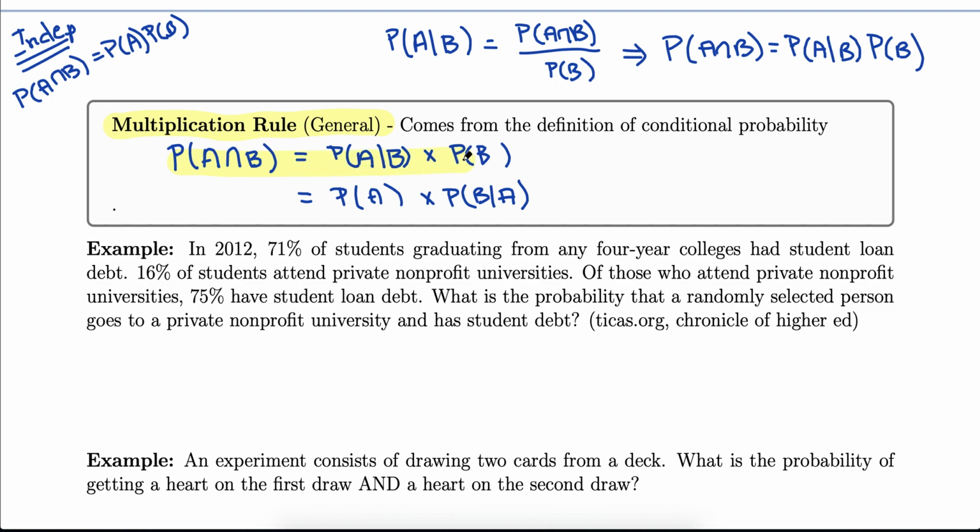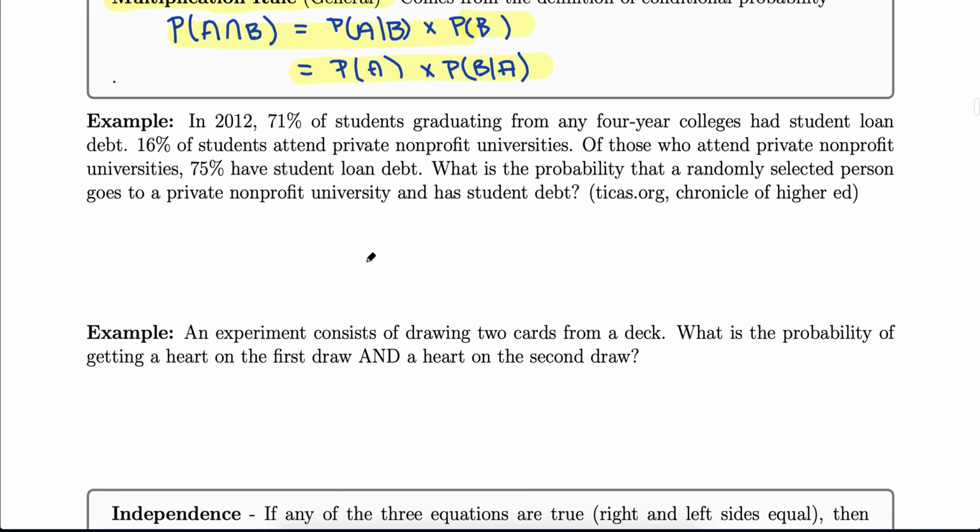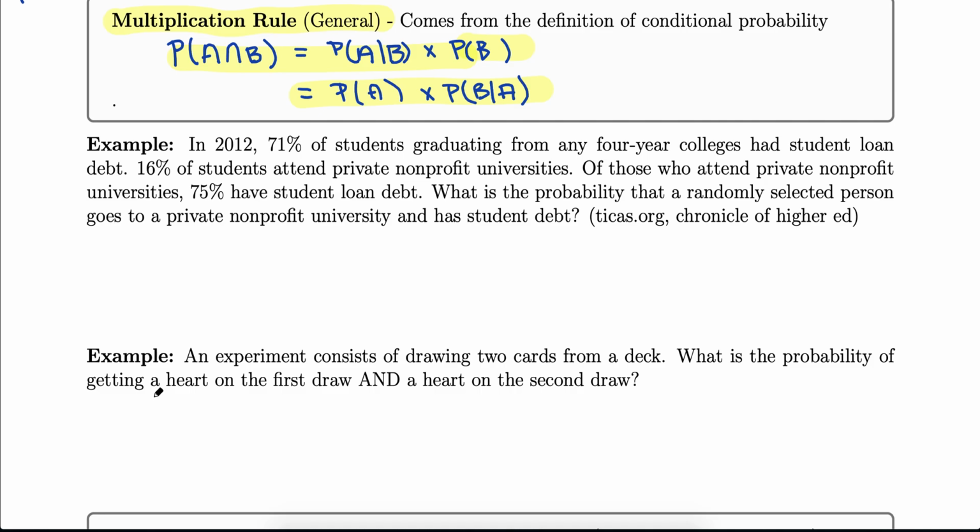So let me highlight this set of formulas for you. And let's do a couple of examples to show you what we mean. So let's start off with a more straightforward one here first. So suppose we're going to draw two cards from a deck, and it doesn't say it explicitly here, but what I mean is without replacement. So once we take a card out, we're not going to put it back in. And we want to know the probability of getting a heart on the first draw and a heart on the second draw. So I'll call it heart 1 and heart 2.